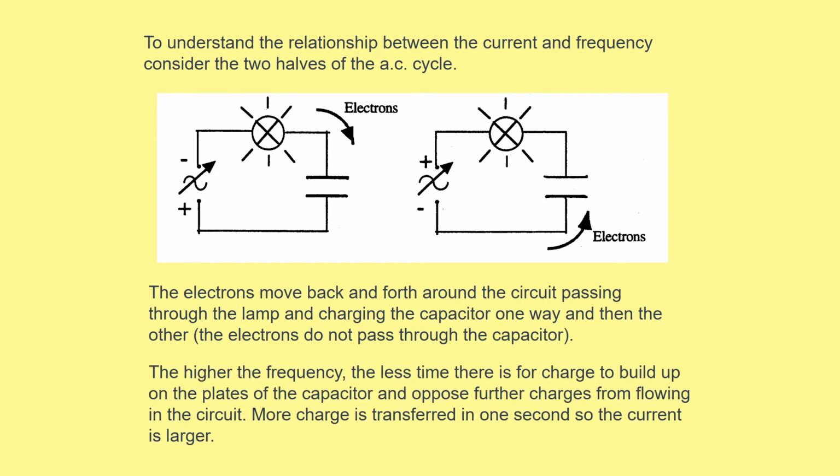The higher the frequency, the less time there is for a charge to build up on the plates of the capacitor and oppose further charges, because it's the charges built up on the plates which oppose the flow of further electrons going towards the plate. So if I don't have that many charges on the plate, I'm going to have a small amount of opposition to further charge. A small opposition means a small impedance and a larger current. So more charge is transferred in 1 second and the current is larger.